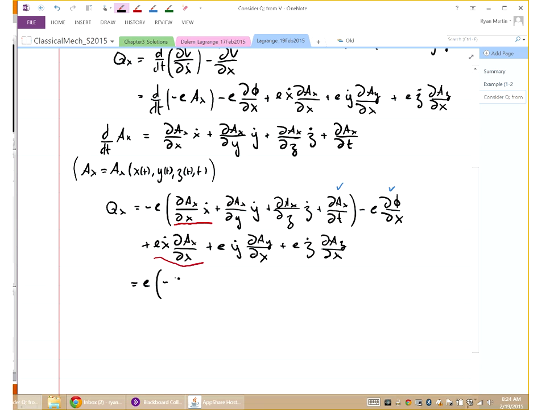So let me factor out the e. Then I have minus ∂Ax/∂t minus ∂φ/∂x.